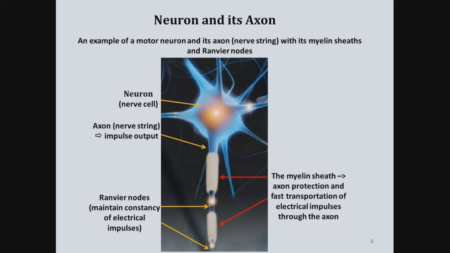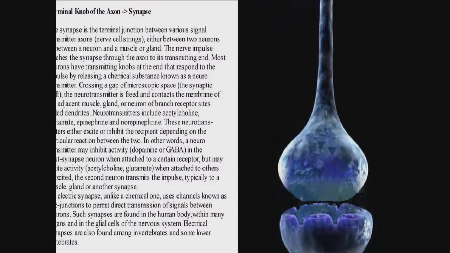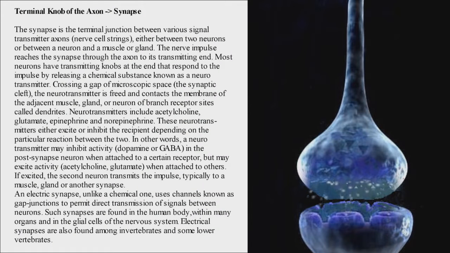The nerve strings end in synapses, meaning a complex communicational exchange between the nerve cells takes place that are steered by an electrical and/or chemical process. Terminal knob of the axon, the synapse. The synapse is the terminal junction between various signal transmitter axons, nerve cell strings, either between two neurons or between a neuron and a muscle or gland.